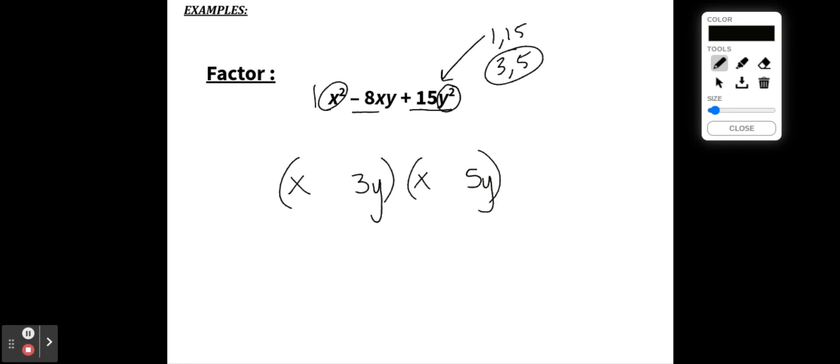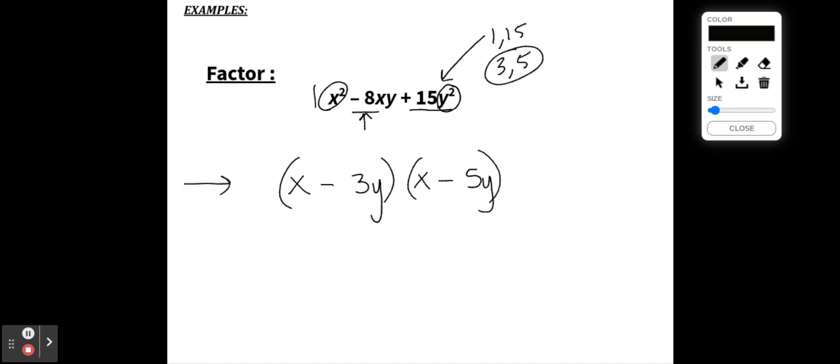Okay, so now to get the negative 8. The only way to get negative 8 when you add these two would be to have them both negative. Negative 3 plus negative 5 would give us a negative 8. And you also notice that if you took a negative 3 and multiplied it by a negative 5, it's going to give us the positive 15 that we're looking for. Okay, so these would be our two factors right here.